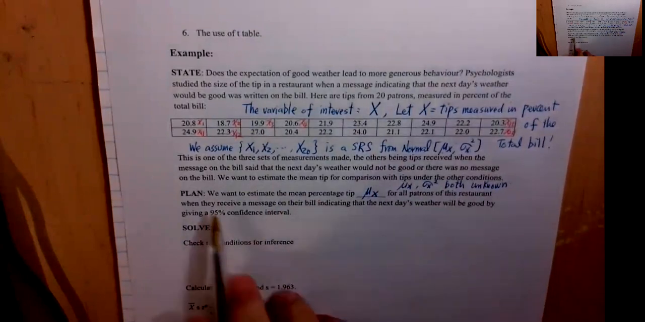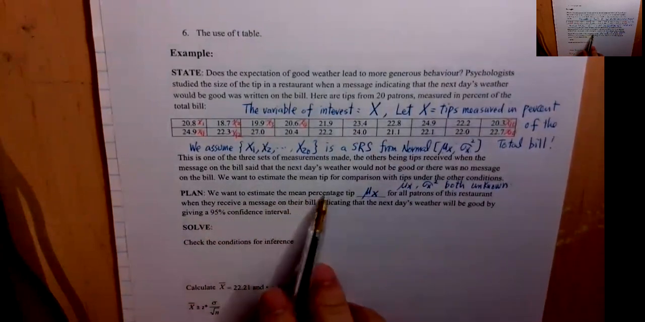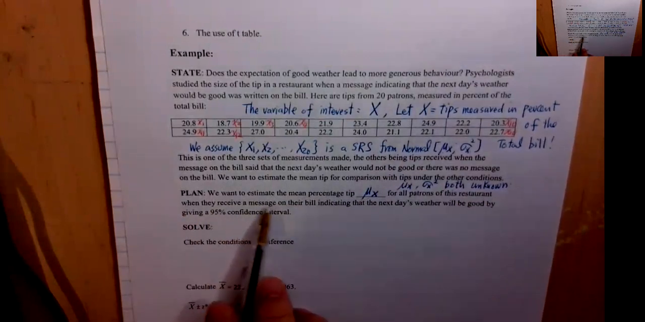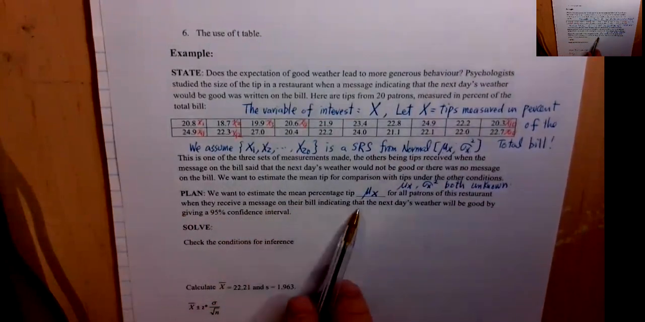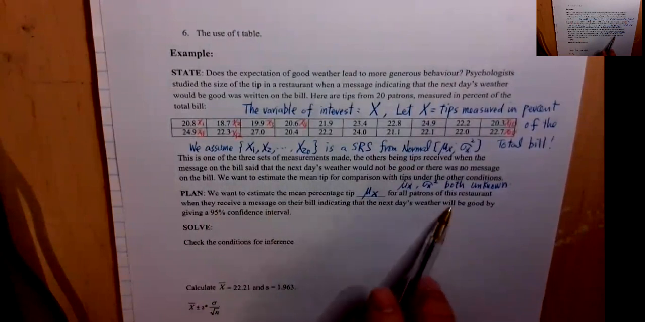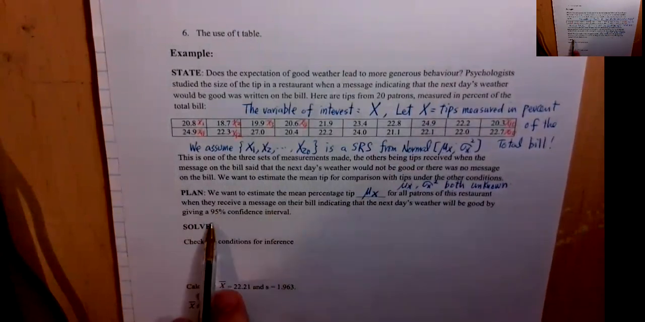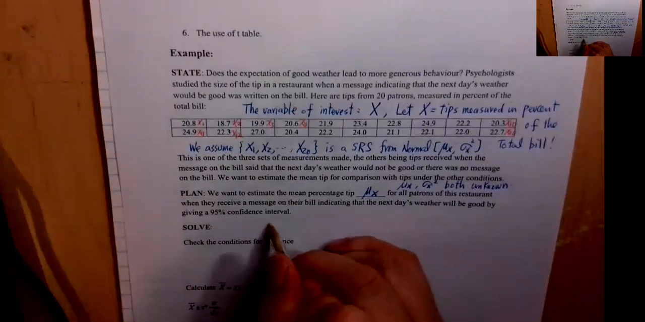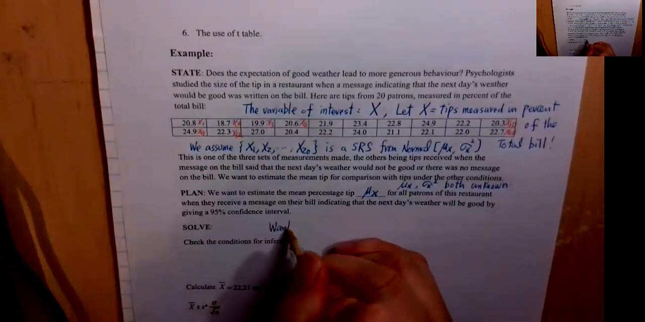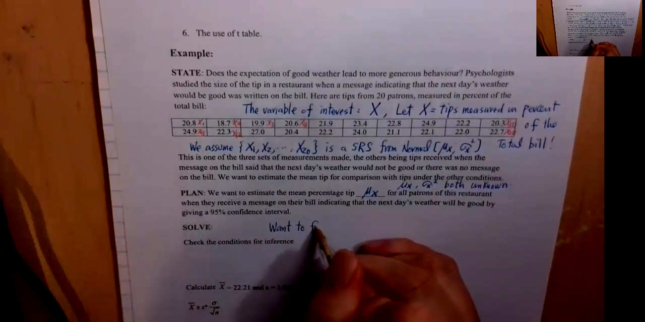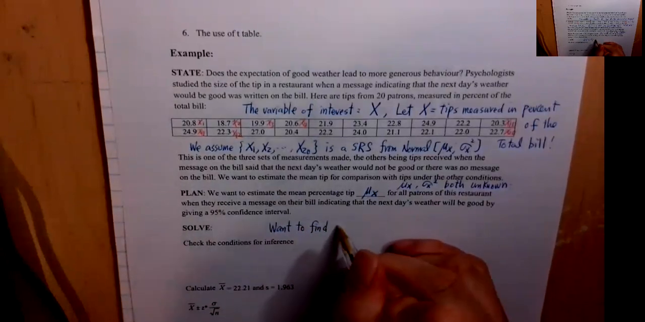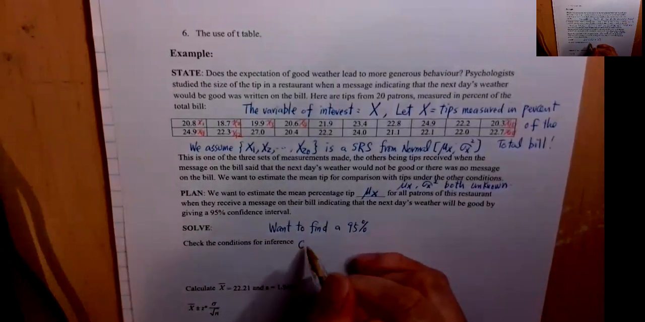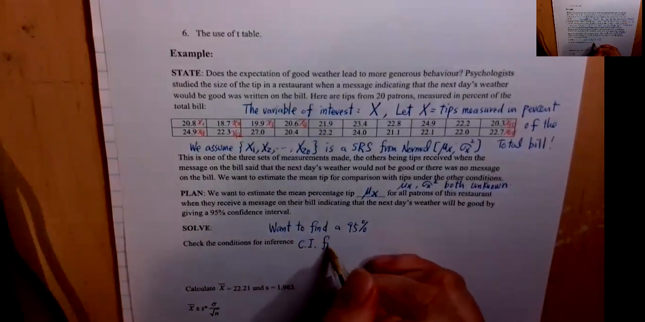Both are known. And we want to estimate the mean percentage mu p for all patrons of this restaurant when they receive a message on their bill indicating that the next weather will be good, by giving a 95% confidence interval. In other words, we want to find a 95% confidence interval for what?